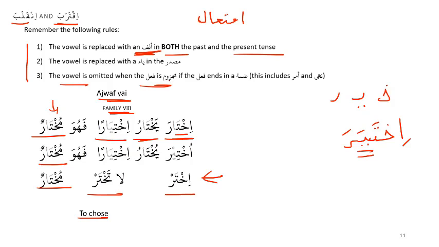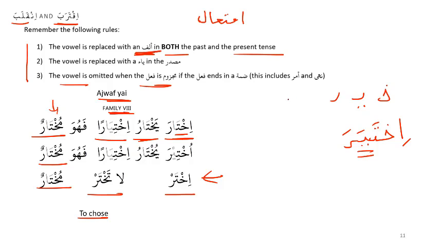Do you remember what this means? What does it mean when the fail is majzoom? Well, it's rafa, nasab, jar form in for verb. No, no, no, majzoom. Jazam. So this is just when it's preceded by a lam, ya, la, one of those. But let's take a step back.